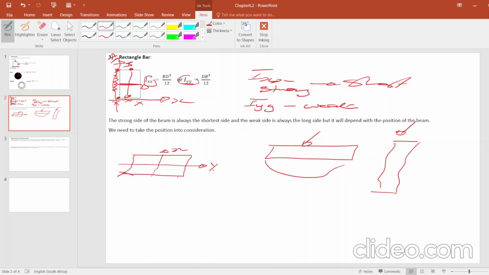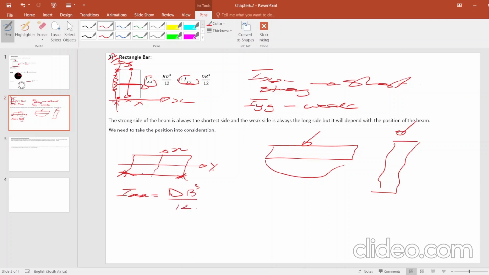Now if this is where I've taken moment, I'm opposite to what? If I've taken moment at y, I'm opposite to what? To the longest side. That means here it will be Ixx. If I'm determining the Ixx, then it will be d b cubed divided by 12.